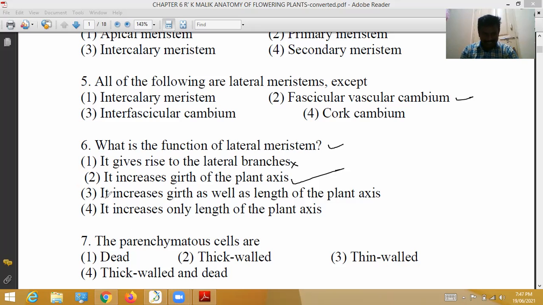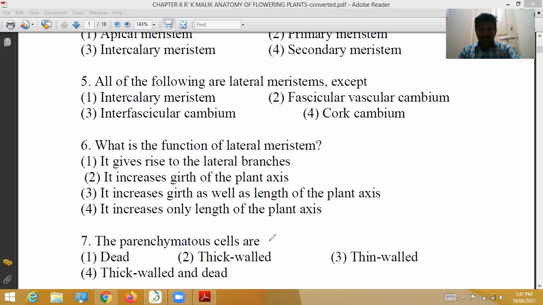Second option is correct. Let's see the third: it increases girth as well as length. Length is not increased by the lateral meristems. Another option says it increases only length of the plants, so length of the plant is also not increased by lateral meristems. Lateral meristems increase diameter or girth. So for the sixth bit, the correct option is 2.